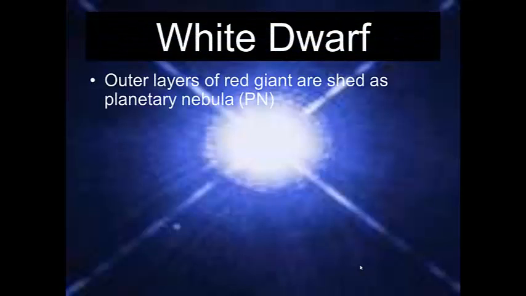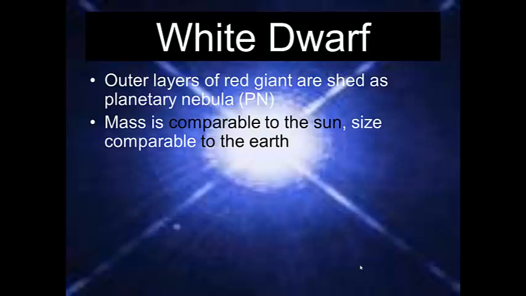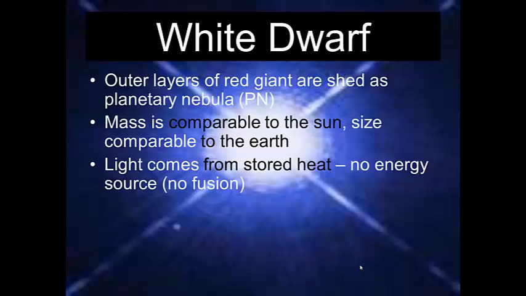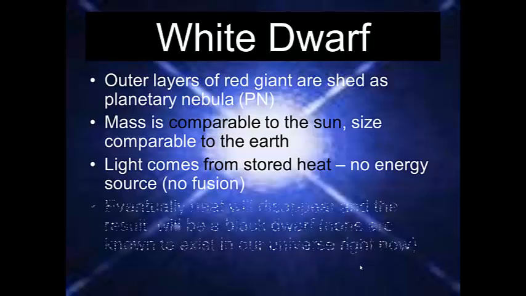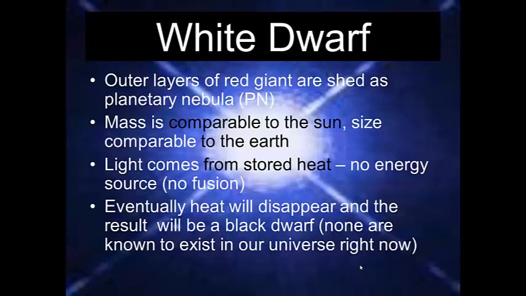A white dwarf occurs when the outer layers of red giants are shed as planetary nebula. The mass is comparable to the sun, but the size is comparable to the Earth, so these are quite dense. Light comes from stored heat, but no energy source is present, so there's no fusion. Eventually the heat will disappear, and the result will be a black dwarf. None are known to exist in our universe right now.